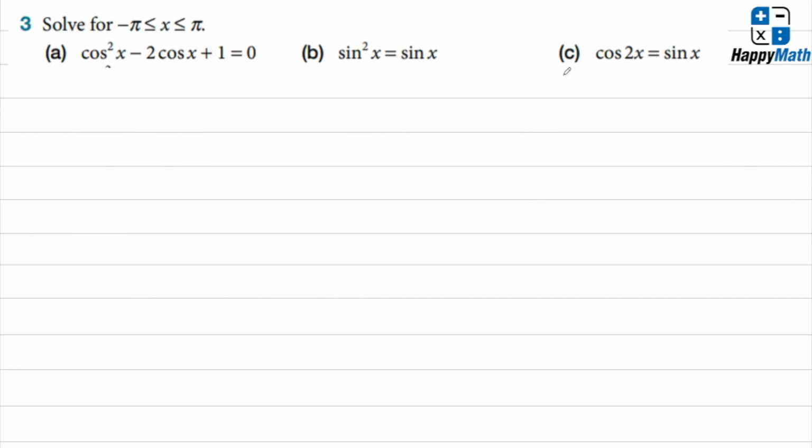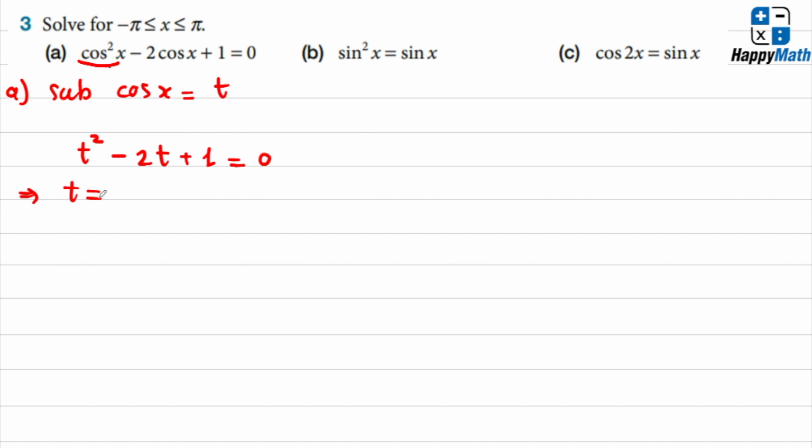For question 3, you have to use the complicated techniques about solving trigonometric equations, quadratic trigonometric equations. For question A, you should not write it down like this. I think you have to simplify it to make it easier. First, I will substitute cos h equal to t, and the equation you got, cos square h means t square, and then you got 2t, and then plus 1.